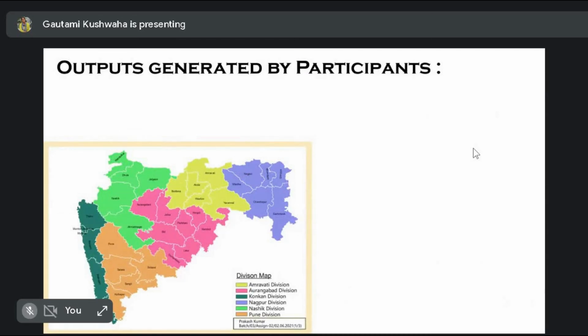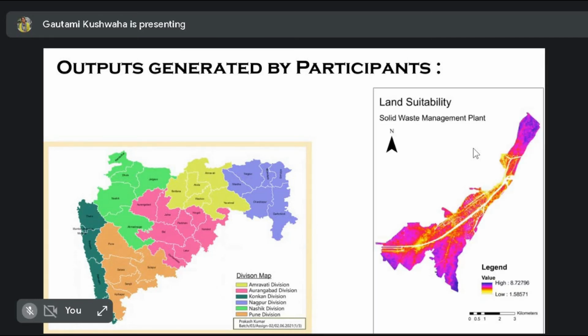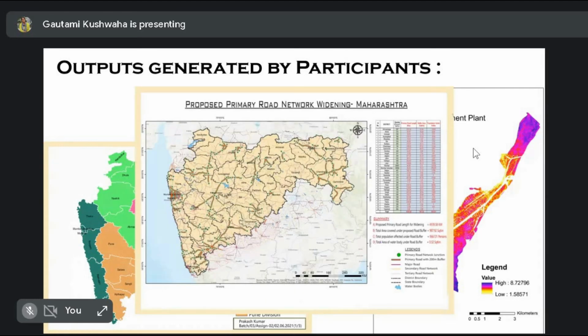And these are a few outputs generated by the participants. So if you go through this complete course, you'll be able to do all those kinds of analysis. You will be able to generate those kinds of maps. And these are the outputs few participants have generated after the course from the assignments or from the project problems which we have given to them. So these are the maps from them.